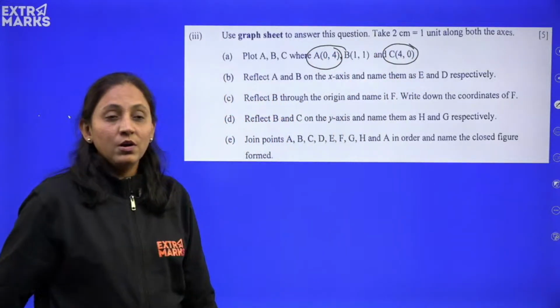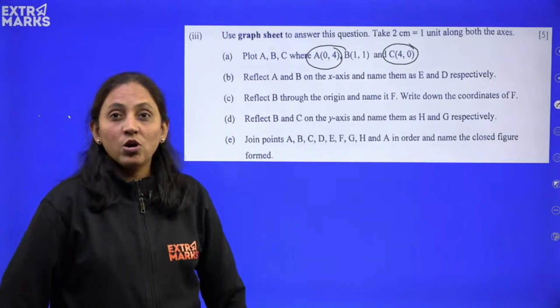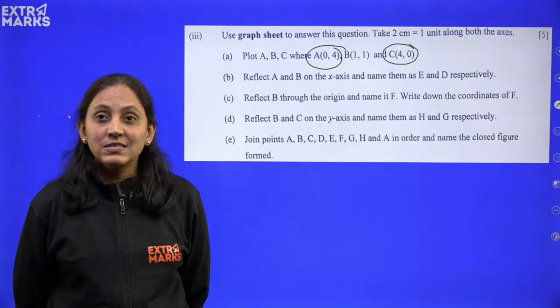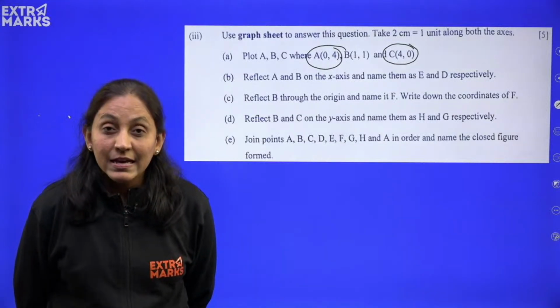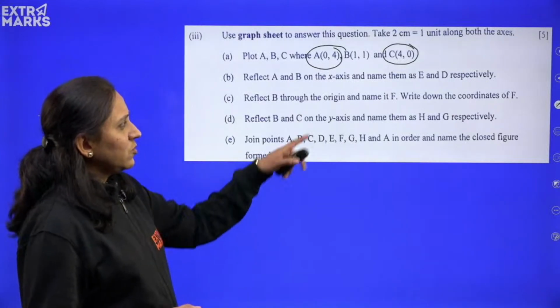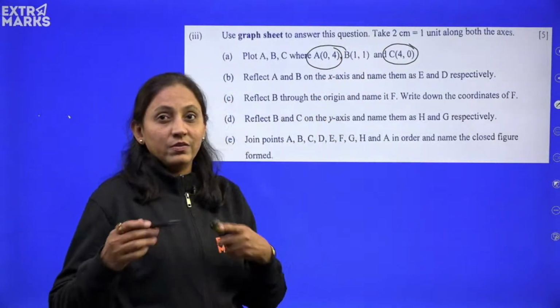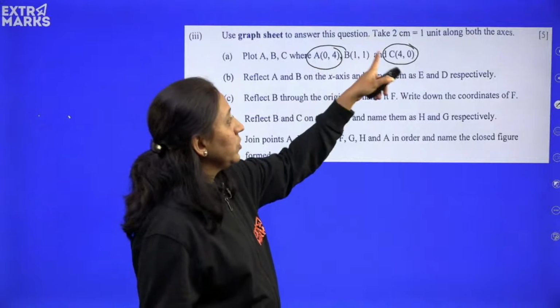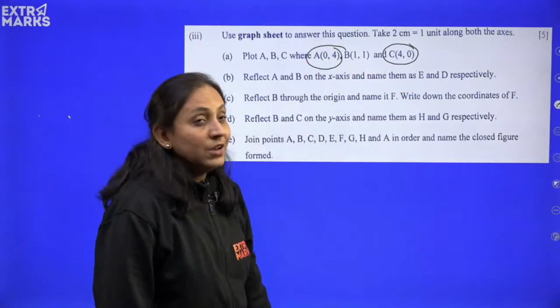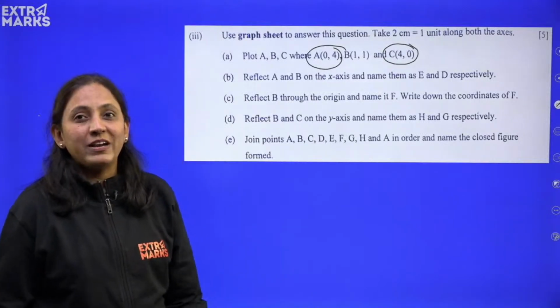0, 4 and 4, 0 is a point. So 0, 4 will come on the y-axis and 4, 0 will be on the x-axis. There was some confusion regarding which axis it comes on. Please make sure that you have plotted this correctly, because once this is right, the rest of the points you'll be able to plot easily.